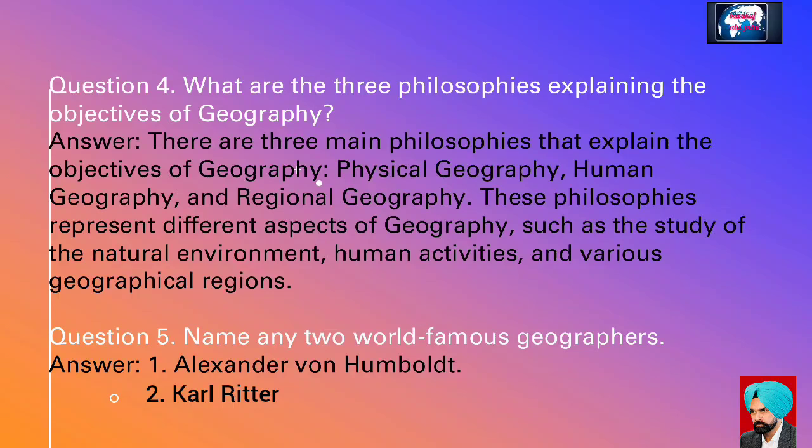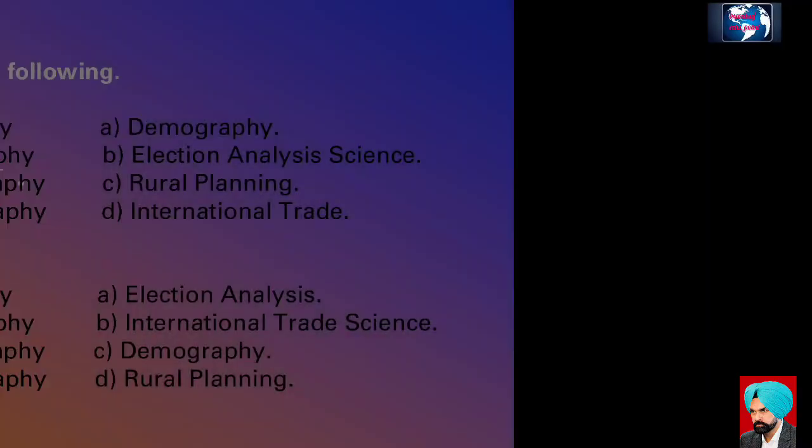These philosophies represent different aspects of geography, such as the study of the natural environment, human activities, and various geographical regions. Question 5. Name any two world-famous geographers. Answer: 1. Alexander von Humboldt. 2. Karl Ritter.